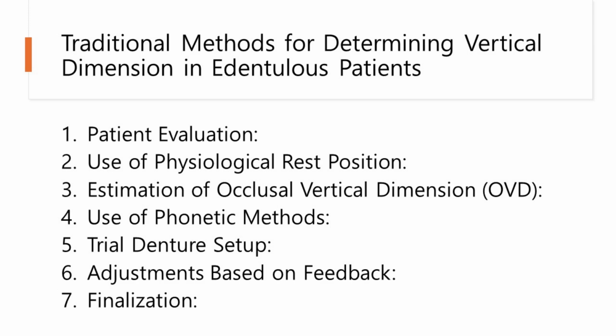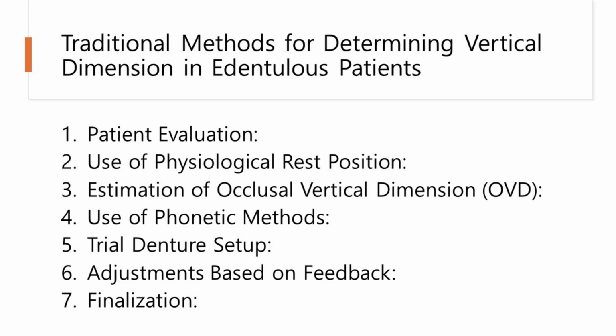Estimation of occlusal vertical dimension. From the VDR, we subtract about 2 to 4 millimeters to accommodate functional occlusion. This adjustment is essential for comfort and effective mastication. Use of phonetic methods. We then have the patient pronounce specific phonetic sounds, like S sounds, to bring the teeth close together. This helps us accurately fine-tune the vertical dimension.